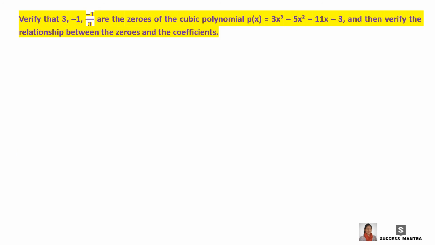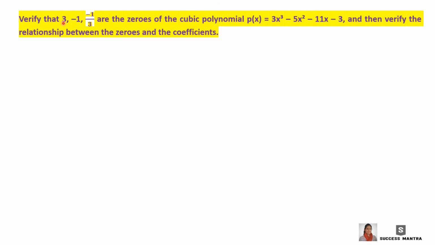So let's do a problem on it. Verify that 3, minus 1, minus 1 by 3 are zeros of the cubic polynomial p of x is equal to 3x cube minus 5x square minus 11x minus 3, and then verify the relationship between zeros and the coefficients. So first of all, we need to prove that 3, minus 1 and minus 1 by 3 are the zeros of this polynomial. Then the relationship between sum and products of the zeros.